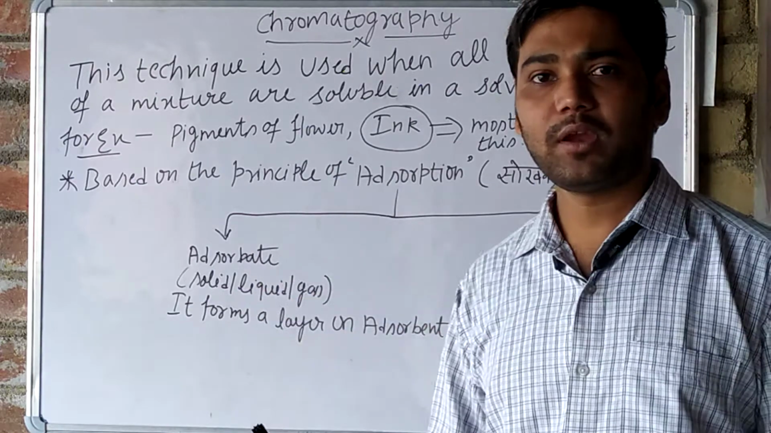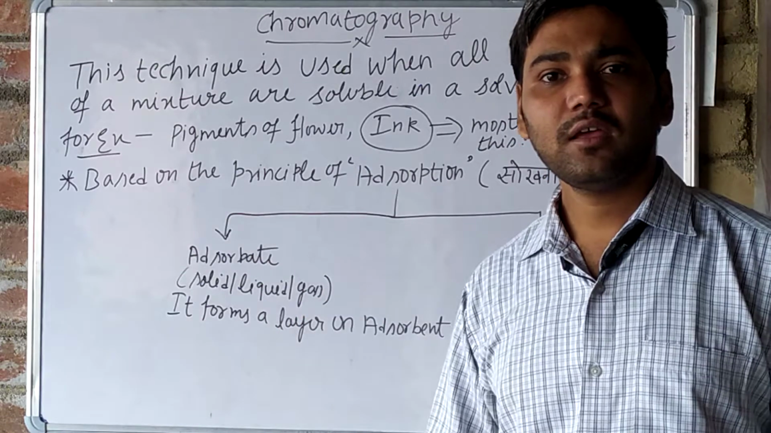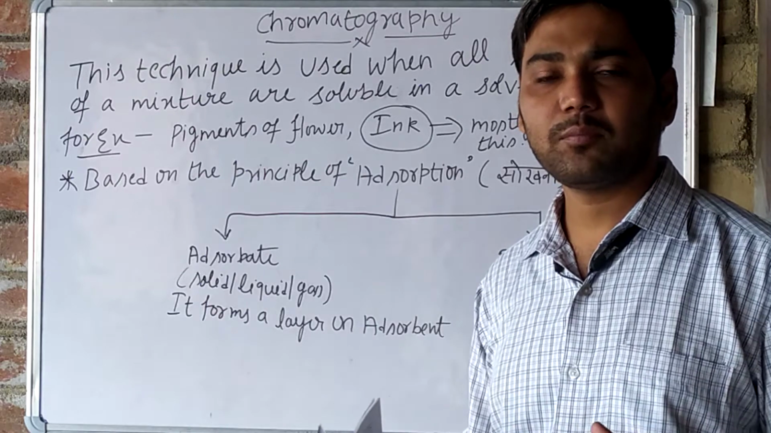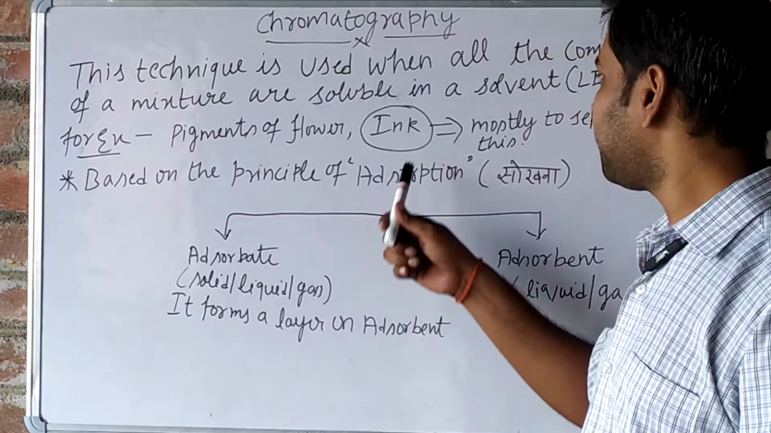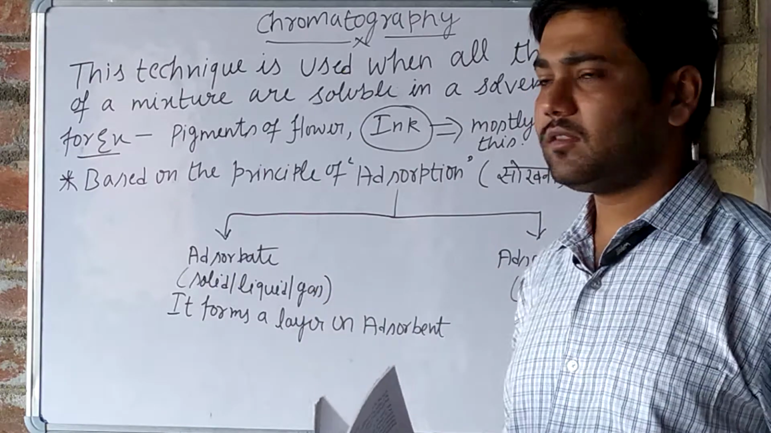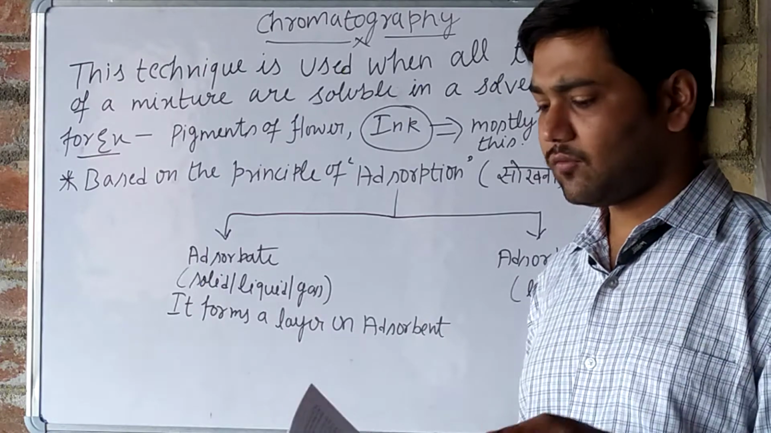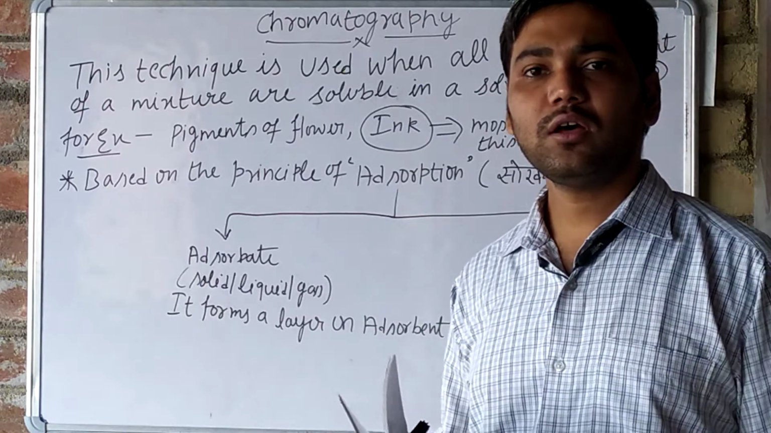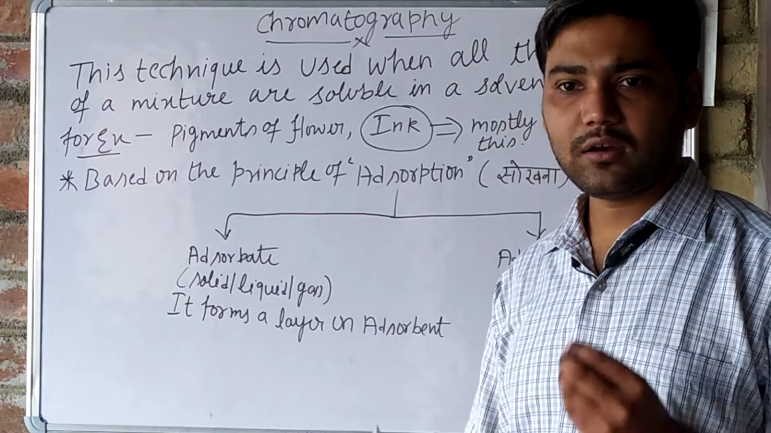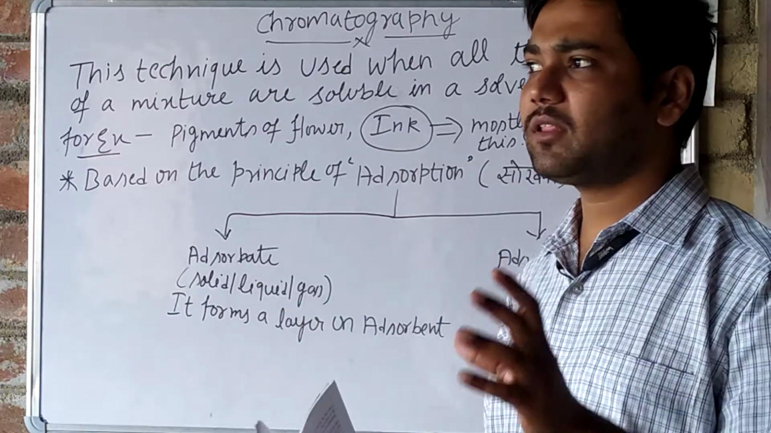There is one adsorbate. The adsorbate spreads on a surface, on a layer. For example, ink: as soon as you touch the nib pen or your Trimax pen on the paper, what happens? It will start spreading. It starts forming a layer over there.